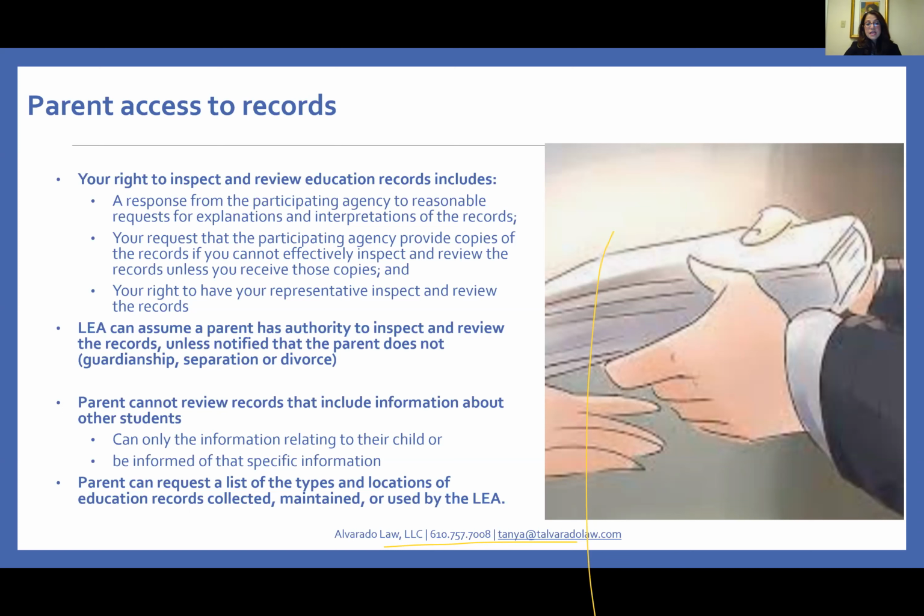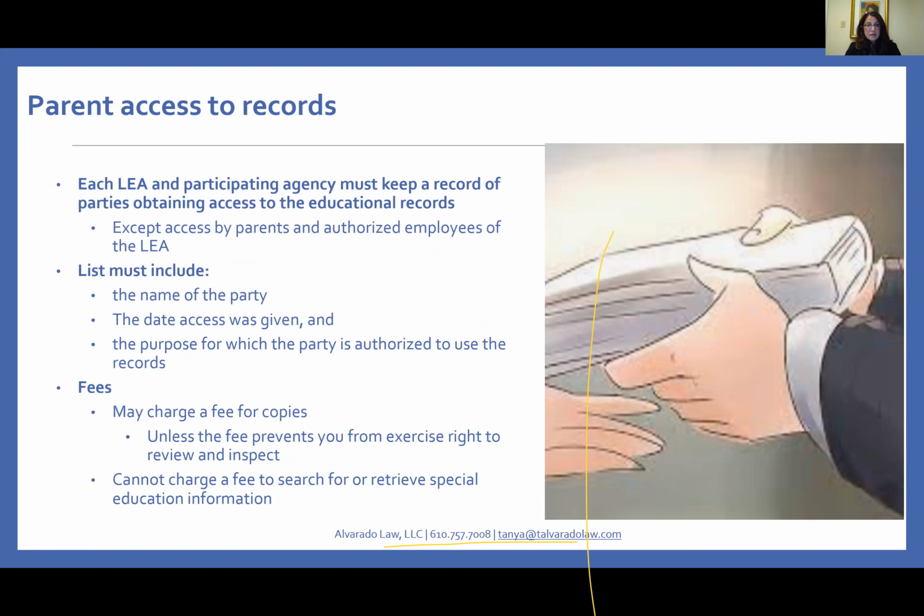Okay. And the district has to keep a list of everyone who has requested a copy of the records, and also where the records are maintained and who has access.